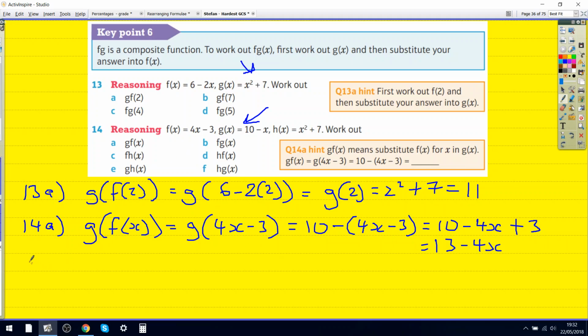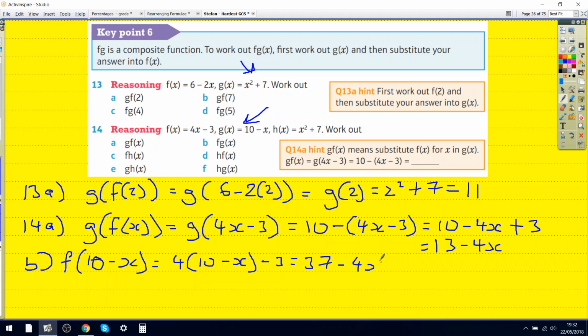Okay, let's try B. So the f of g of x. The g of x is 10 minus x, and we replace that into the 4x minus 3. So 4, and then 10 minus x, minus 3. So that would be 40 minus 4x minus 3, which is 37 minus 4x. That's it.